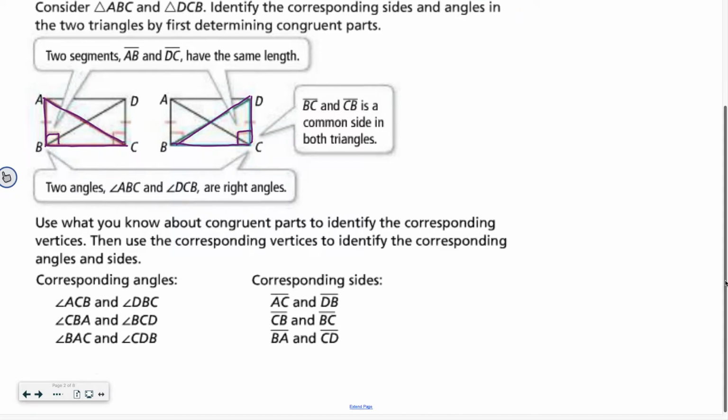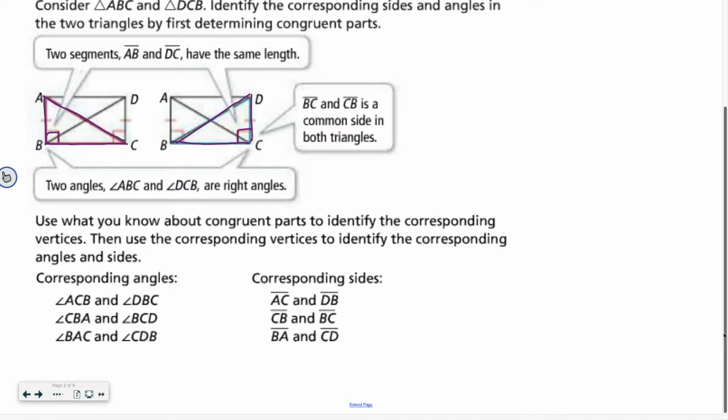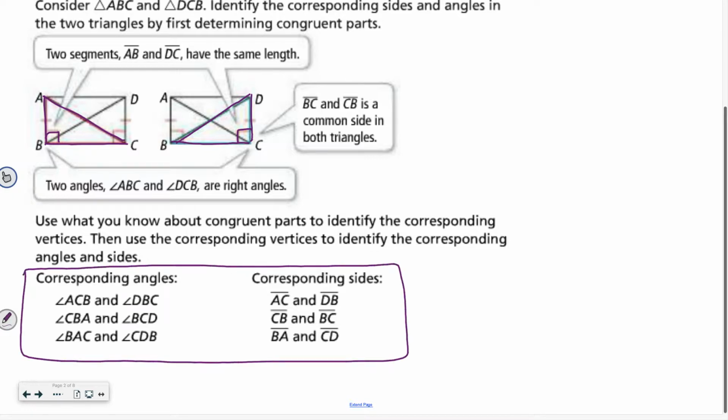So if I ask you to list all of the congruent parts and the corresponding parts, this is what I would expect you to be able to do. Like I said, you did this a little bit in yesterday's homework, and being able to identify those corresponding angles and corresponding sides is really going to be important in order to help you solve proofs, okay? So practice with that a little bit.